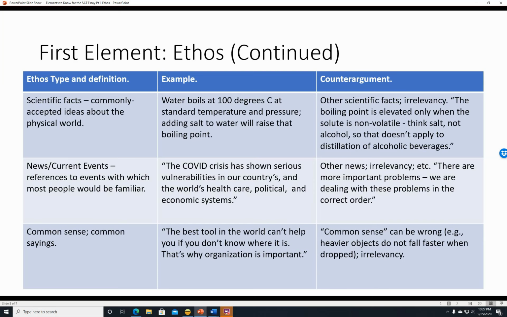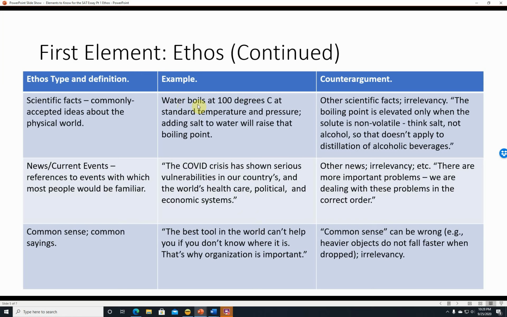So, news, current events, references to events with which most people would be familiar. The COVID crisis has shown serious vulnerabilities in our countries and the world's healthcare, political, and economic systems. If you wanted to counter that, you could counter it with other news, irrelevancy, etc. But you could say there are more important problems. We're dealing with these problems in the correct order. But basically, you'd probably just say the author refers to the current events such as the COVID crisis to point out the vulnerabilities in our political and economic systems, including the delivery of healthcare around the world.